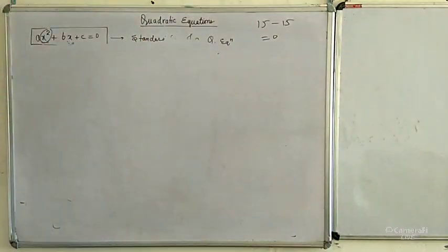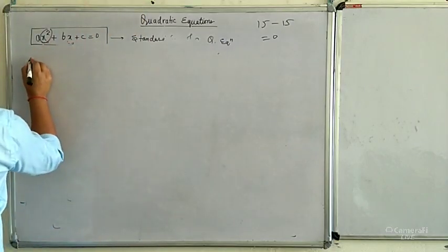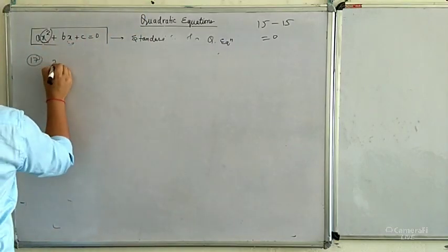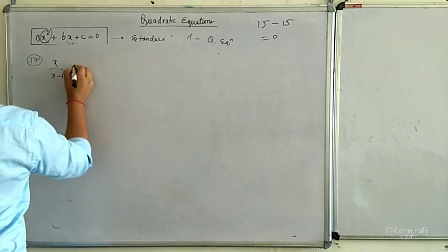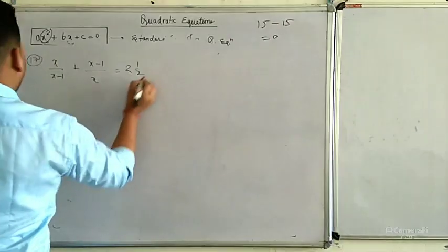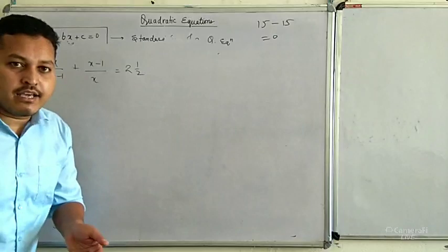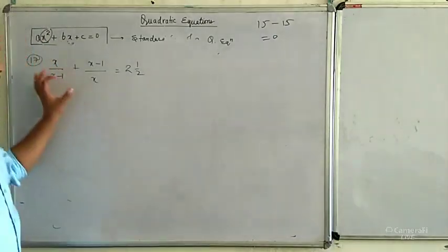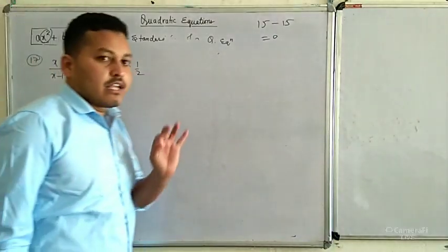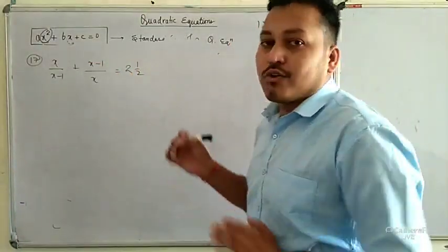Okay, so this is your question 17(1): x upon x minus 1 plus x minus 1 upon x is equal to 2 whole 1 by 2. So this time the factors are also not given, the equation is also not given, you have a fractional form. So here we have to arrange this fractional form into the quadratic equation.